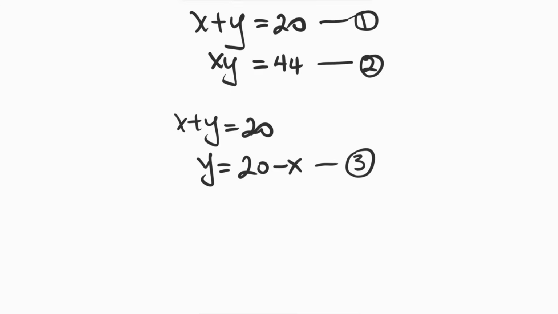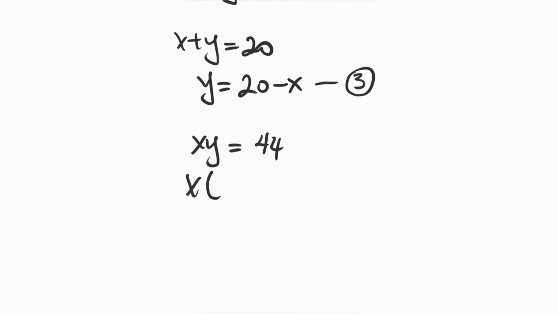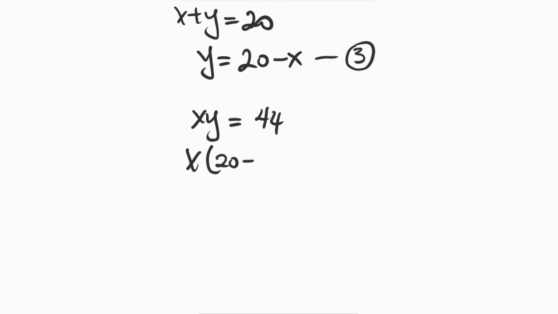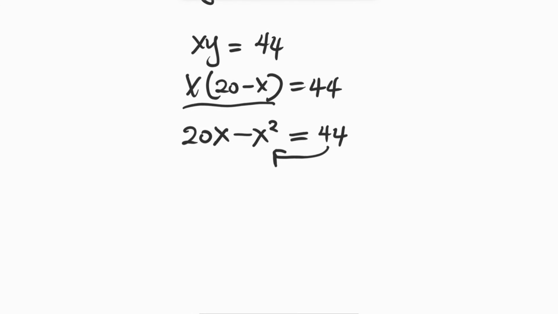So going on to equation 2. Equation 2 states that xy is equal to 44. So let's represent y as 20 minus x. Now let's expand this bracket. We have 20x minus x squared equals 44. Now if we move 44 to the left hand side, we have minus x squared plus 20x minus 44 equals 0.